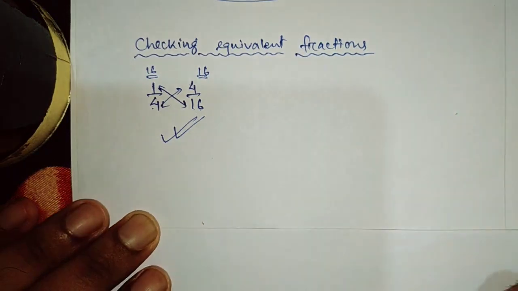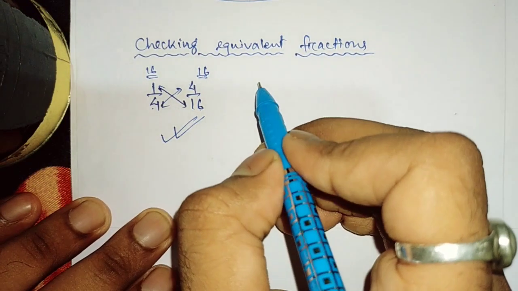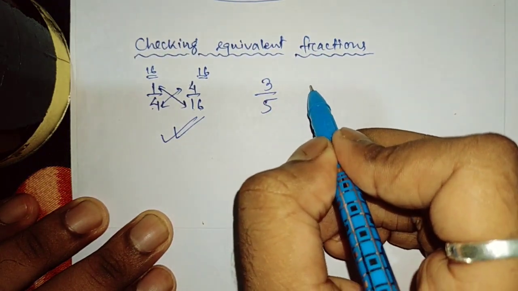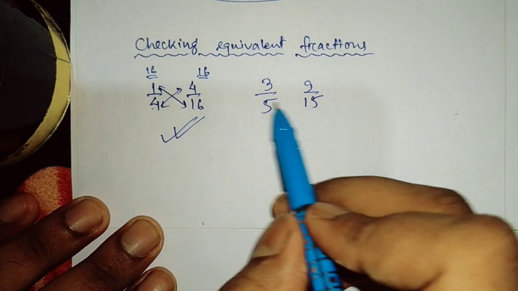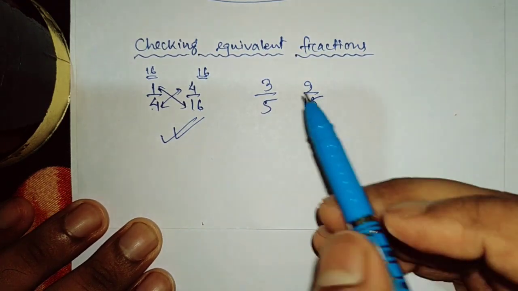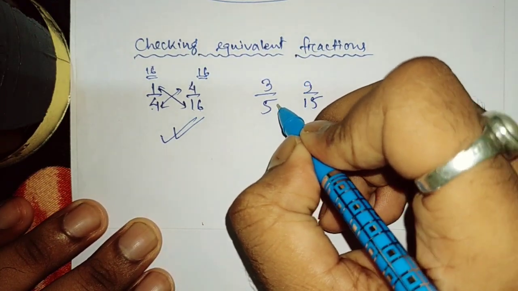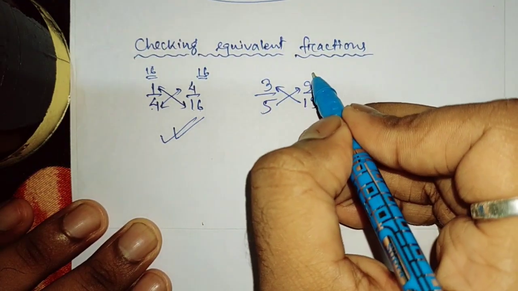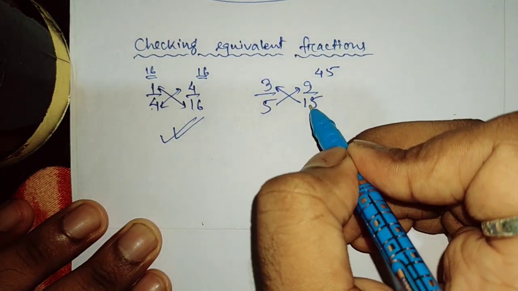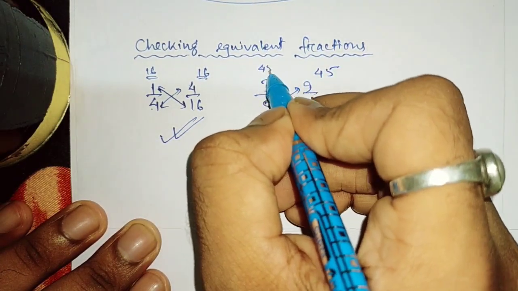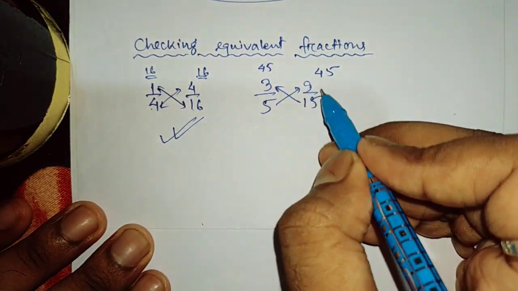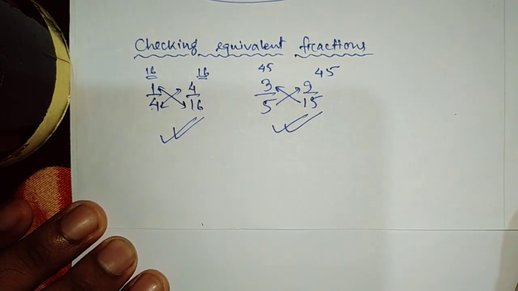Now let's take another pair of fractions, say 3 by 5 and 9 by 15. Are they equivalent? How to find out? We just cross multiply them: 5 with 9 and 15 with 3. 5 9s are 45, and 15 3s are also 45. Since 45 and 45 are both the same, that means 3 by 5 and 9 by 15 are equivalent fractions. So the answer will be yes for them.